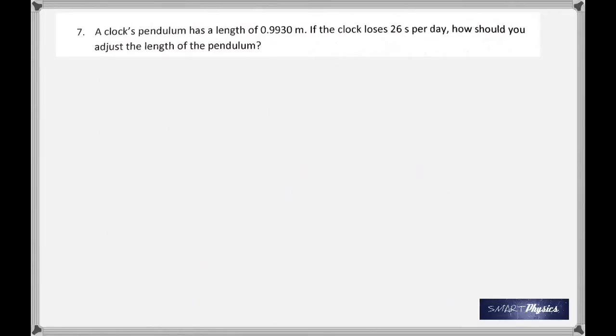Number 7, a clock's pendulum has a length of 0.9930 meter. The clock loses 26 seconds per day. How should you adjust the length of the pendulum? If the clock loses time, that means it's swinging slower, which means the length of the pendulum has increased. Something like that would happen in summer due to the expansion. So, if it loses 26 seconds per day, how would you adjust? Okay.